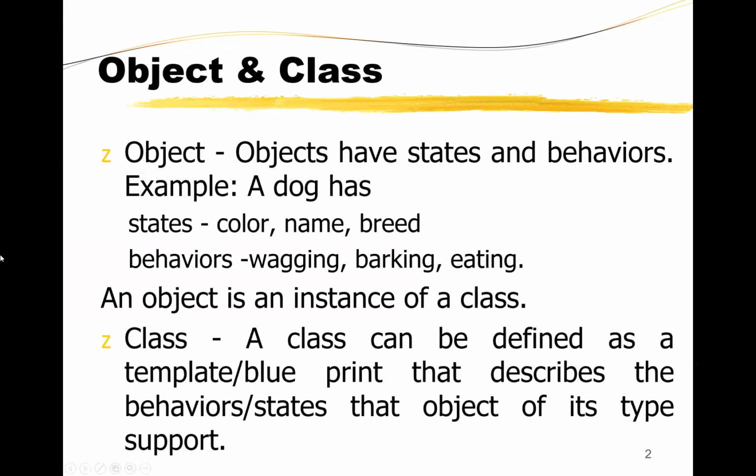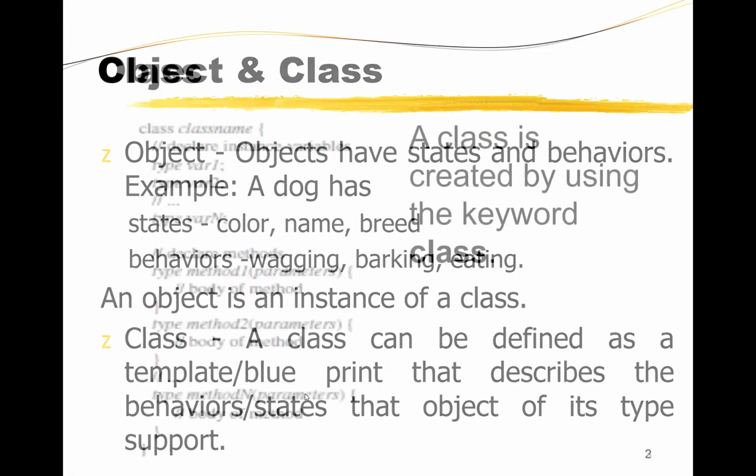Right now we discuss objects. Objects have states and behaviors. Objects having states means the fields we declared in the class. Behavior means the methods we declared in the class. For example, a dog has color, name, breed, and behaviors like wagging, barking, eating likewise. Then an object is an instance of a class. A class we could call a template or a blueprint which describes the behaviors or the states that objects of its type support.